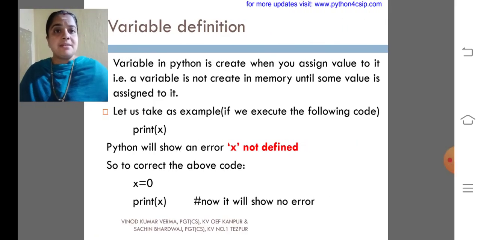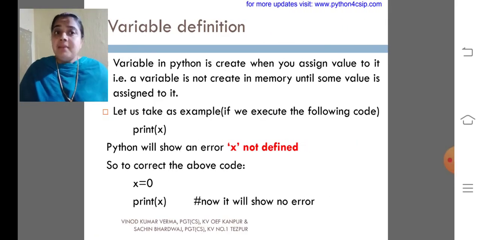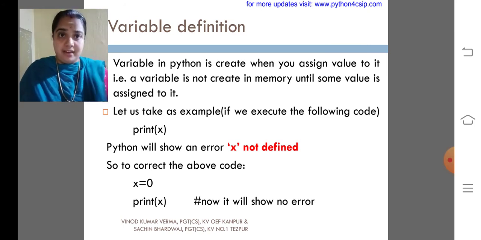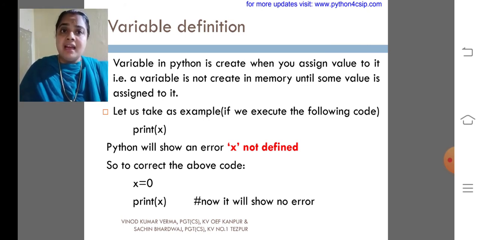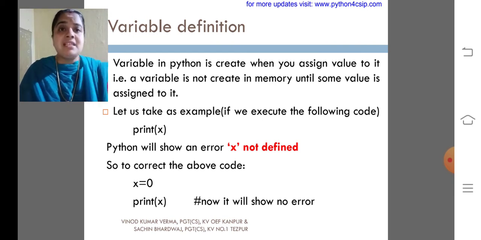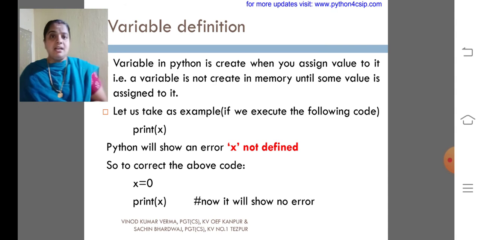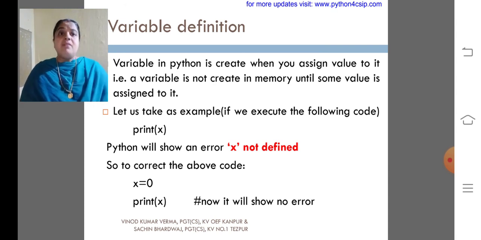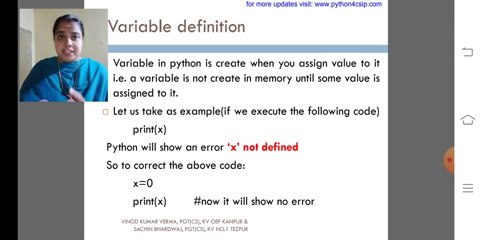Look at the next. The variable definition. When the variable is defined, when the allocation happens, or when memory is reserved for a variable, that is the next thing we are going to discuss. Variable creation in Python.